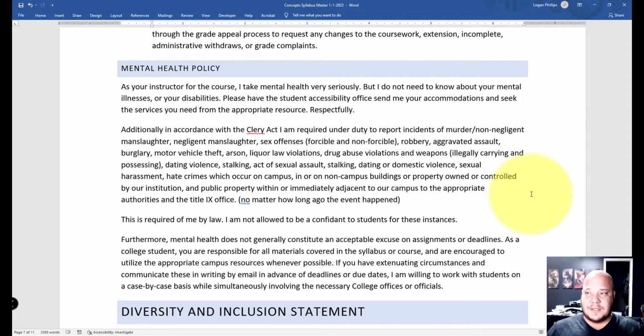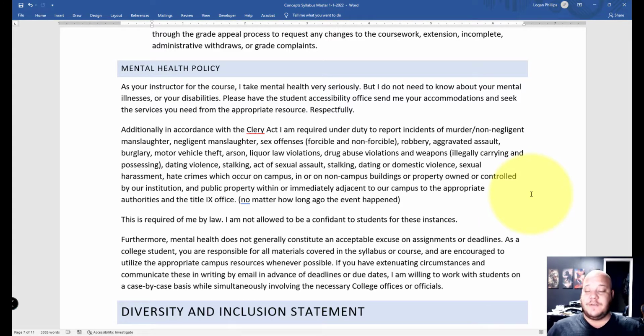I want you to pay special attention to the Clery Act. As a professor, I am legally bound. If you come to me and you report or tell me about in passing anything from burglary, motor vehicle theft, arson, liquor law violation, drug abuse, sexual abuse, robbery, anything at all, I am legally required to alert the authorities.